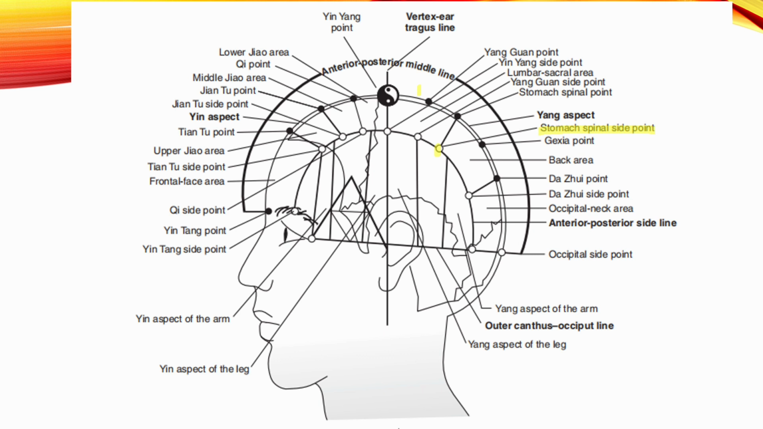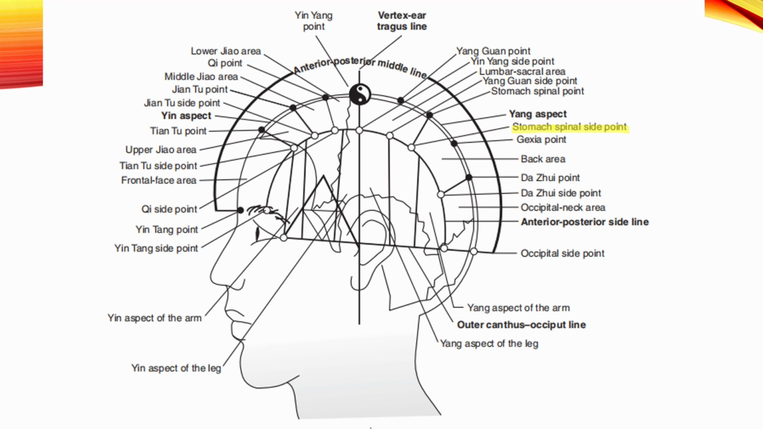Points, line, and zones on the Yang aspect. Stomach spinal point. This point is on the anterior posterior midline at the anterior 1/3 point of the line running between the Yin-Yang point and the lower border of the external occipital protuberance.